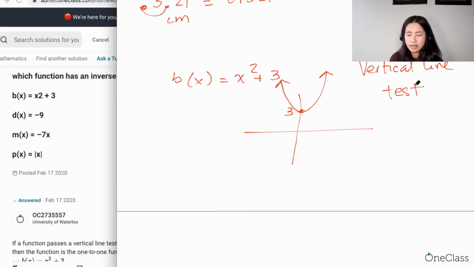For the vertical line test, if you draw your function and you use a vertical line anywhere in your function, your function needs to pass through this vertical line once and only once. Once it passes this vertical line twice, then it's not a function. So for this to be a function, when you draw a vertical line anywhere in your domain, it needs to intersect the function only once. That's it. So that's how you know this is a function.